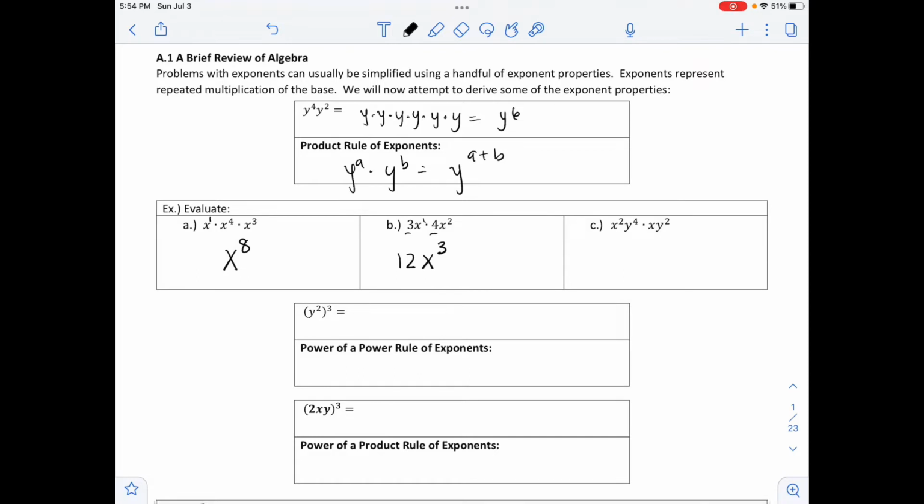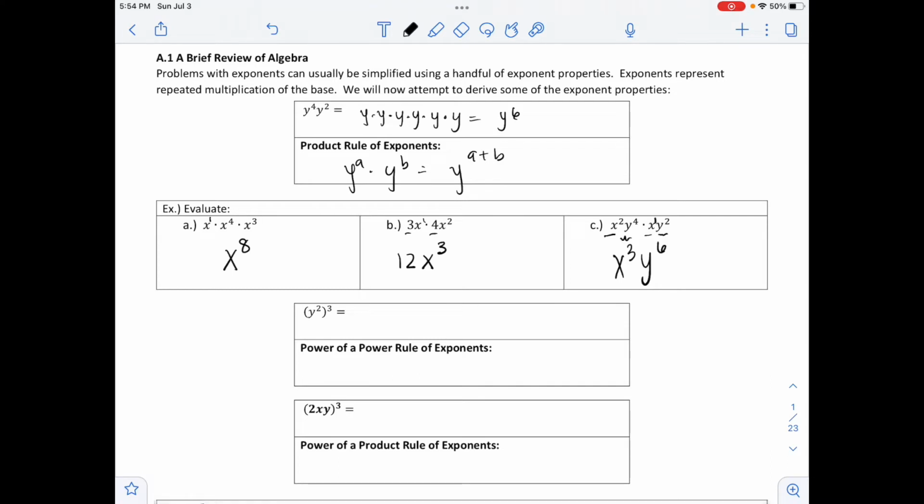The next one has both bases x and y in it. So we have x to the second, y to the fourth, times x, y to the second. Just looking at those x terms, again, that x without an exponent is going to be x to the first. So we're going to have x to the third, y to the, and then 4 plus 2 would be 6, again combining the y terms together.